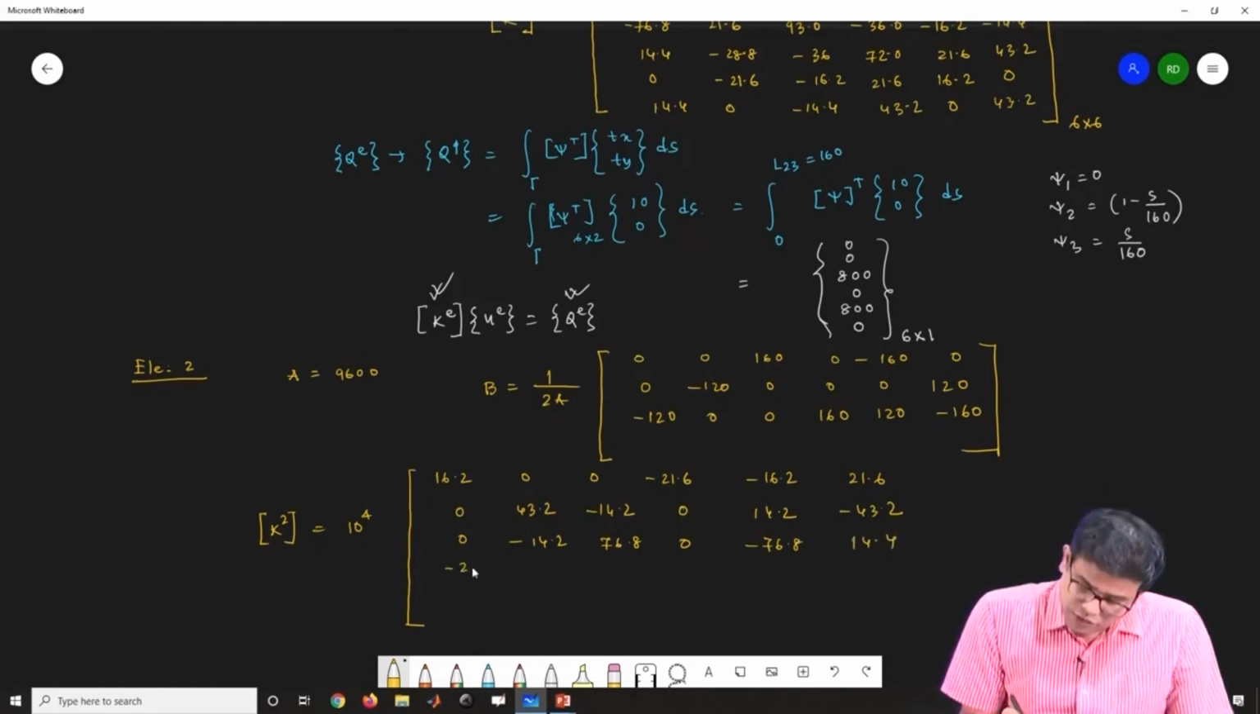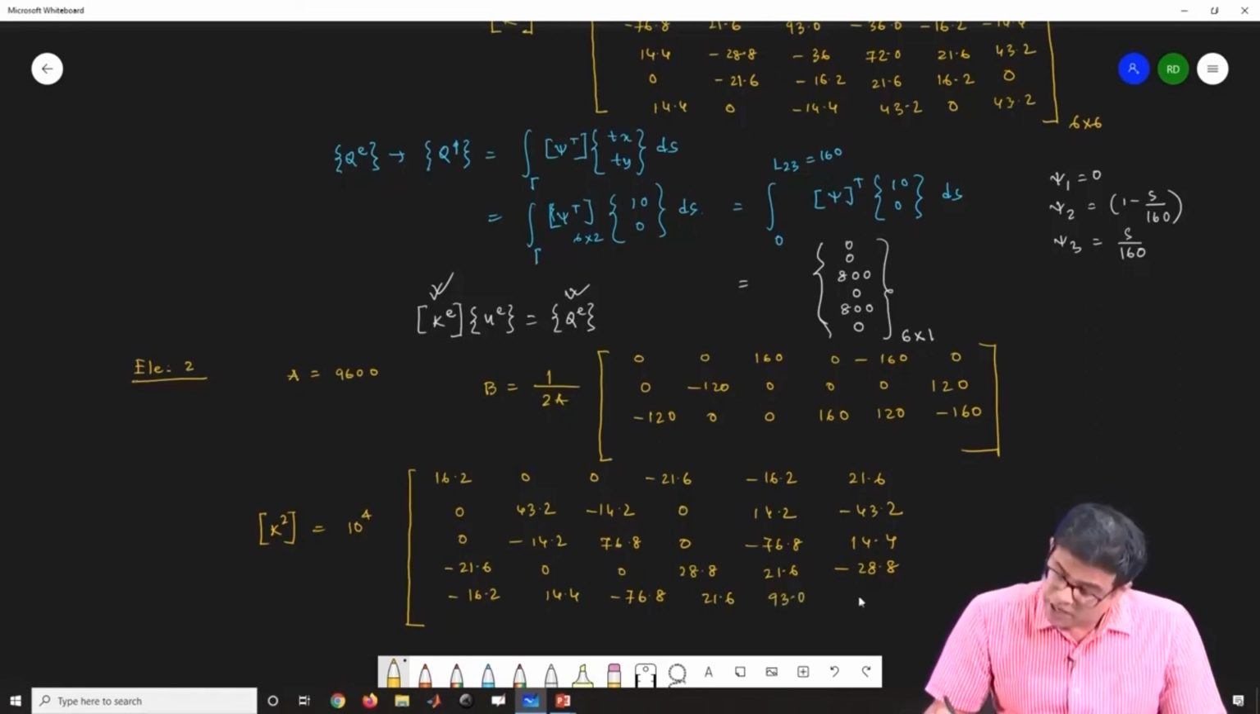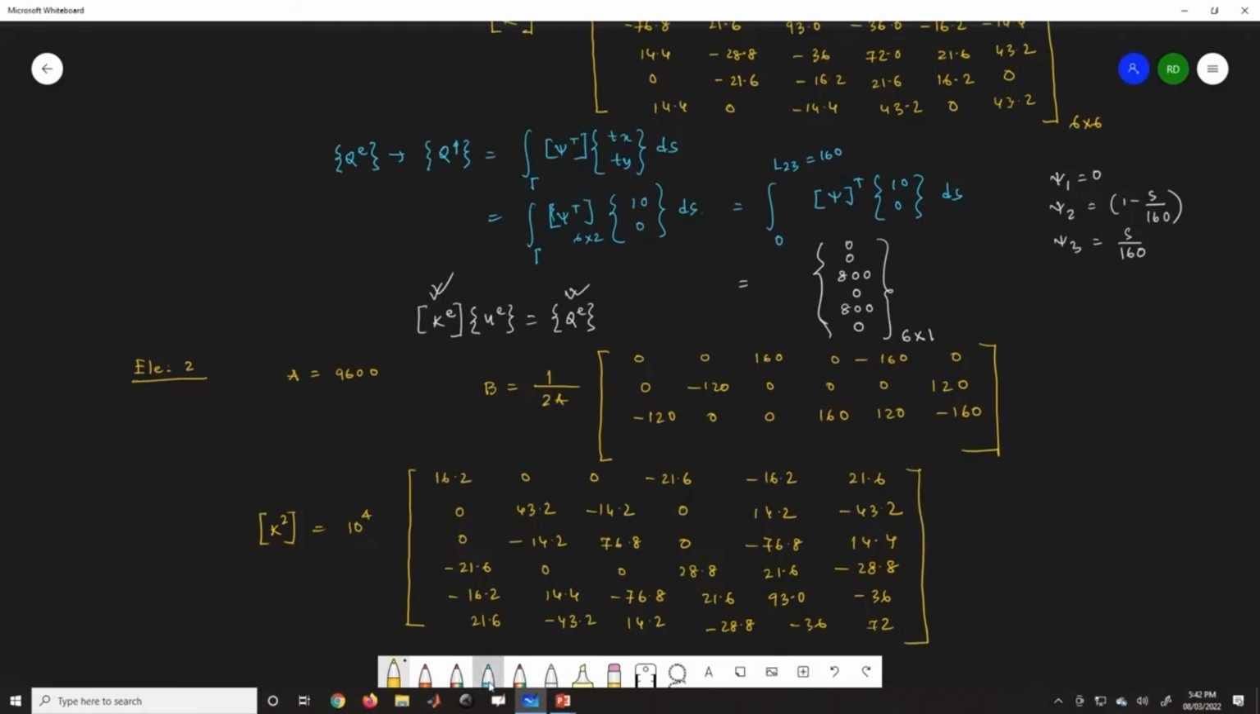14.4, minus 21.6, 0, then 28.8, then you have your 21.6, then minus 28.8, and then minus 16.2, then your 14.4, minus 76.8, then 21.6, then 93, then minus 36, then 21.6, then minus 43.2, 14.2, then minus 28.8, and then minus 36 and 72. So now this is my second stiffness matrix.